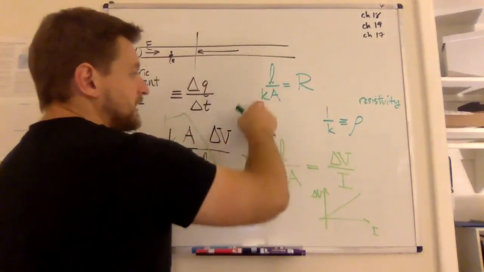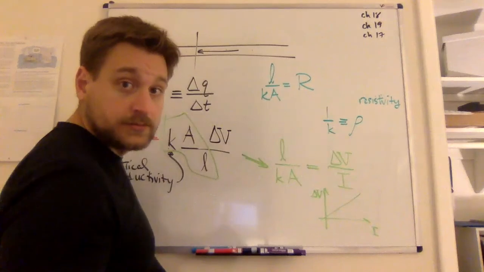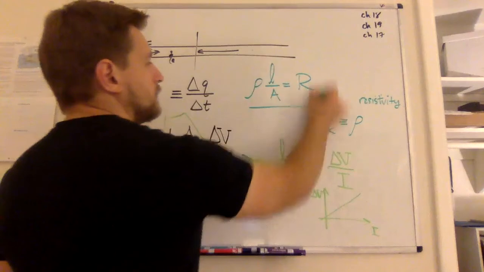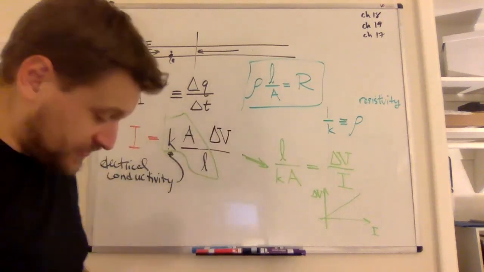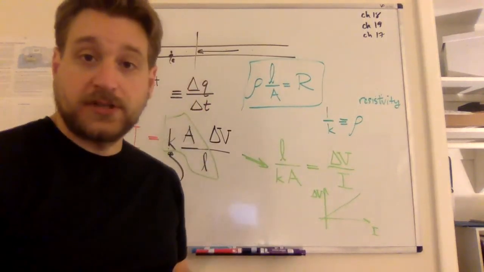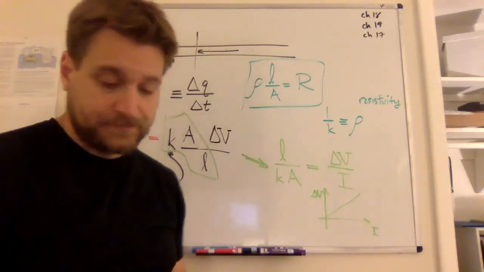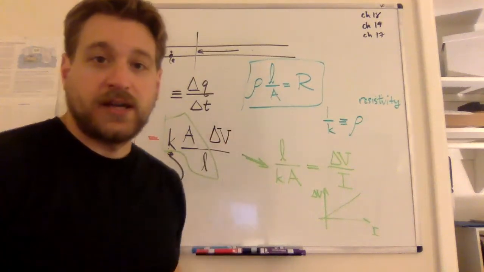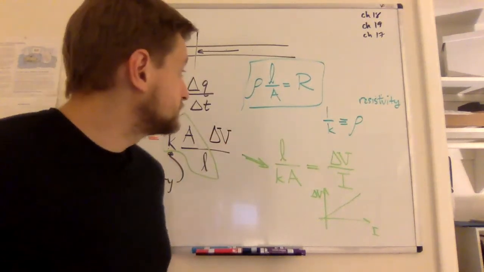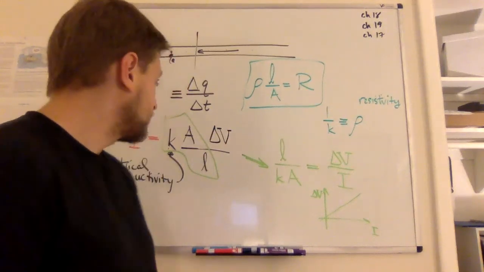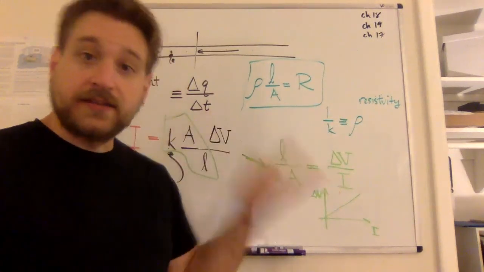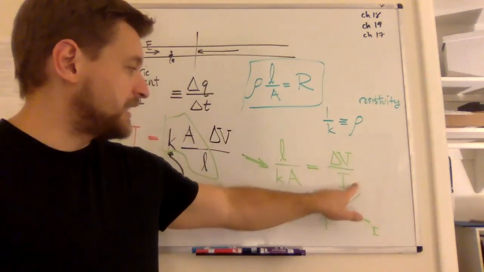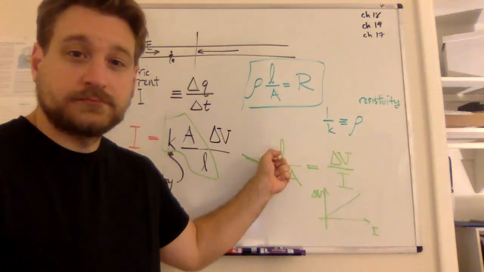So if 1 over K is rho, now we've got a definition for the resistance of some conductor, some electrical element. What is its resistivity? How long is it? Divided by the cross-sectional area. I leveraged the fact that we already knew Ohm's law. V divided by I should be R. Well, at least according to Ohm's law.